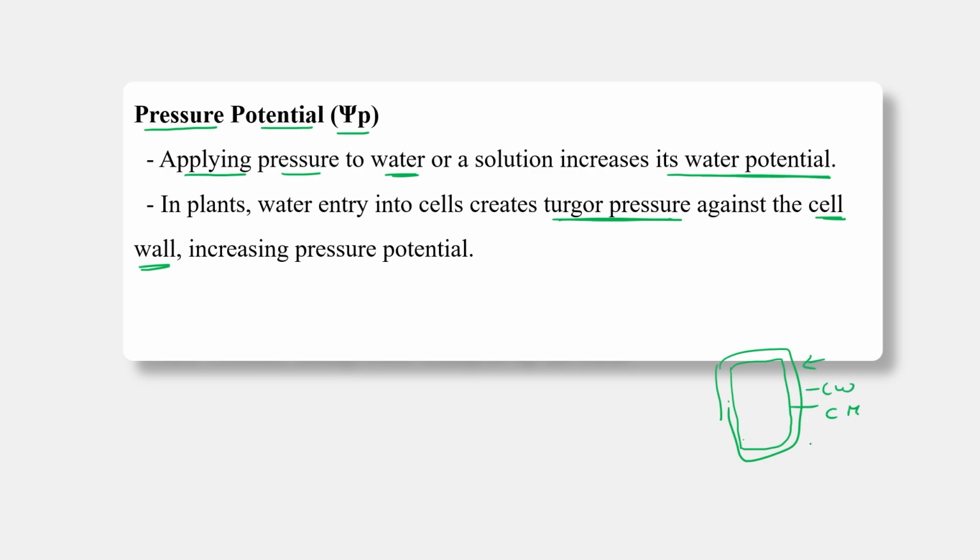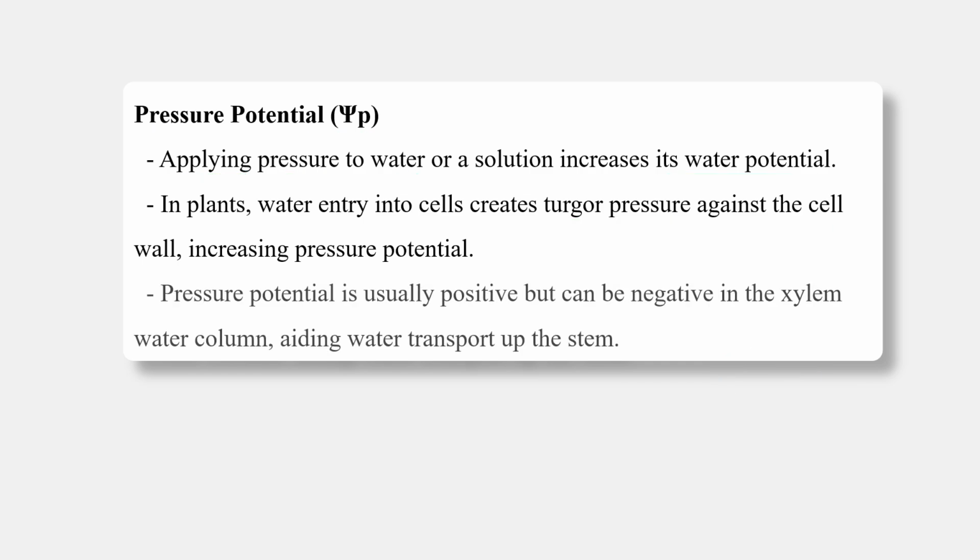So this water potential, okay, water entry into the cell creates a turgor pressure against the cell wall. It increases the pressure potential. Clear? So pressure potential is usually positive, but it can be negative in the xylem water column, aiding water transport up to the stem.